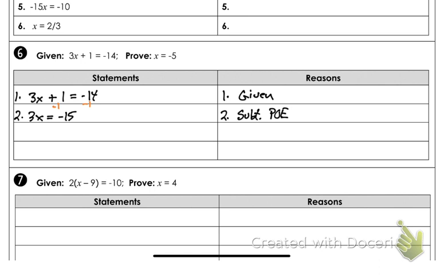Oh boy, I'm stuck. What do I do next to solve for x? I use division. I'm going to divide both sides by 3. Now notice I don't need to tell the person I divided by 3. I'm going to make a little note to myself that I divided by 3. That would be x equals a negative 5. I use the division property of equality.